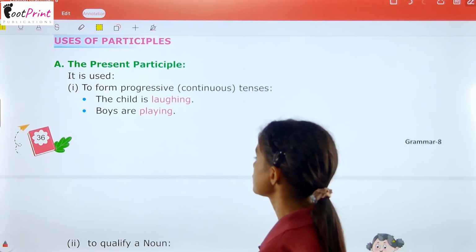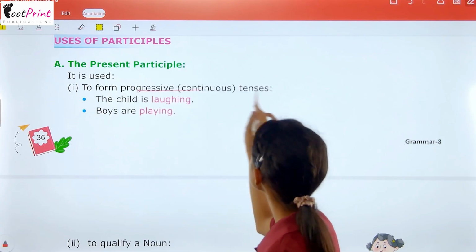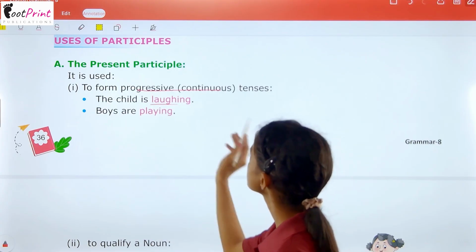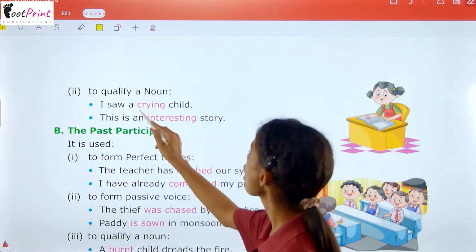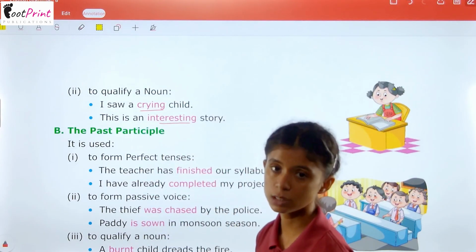First is the present participle. It is used to form progressive or continuous tense. The child is laughing. Boys are playing. To qualify a noun, I saw a crying child. It is an interesting story.